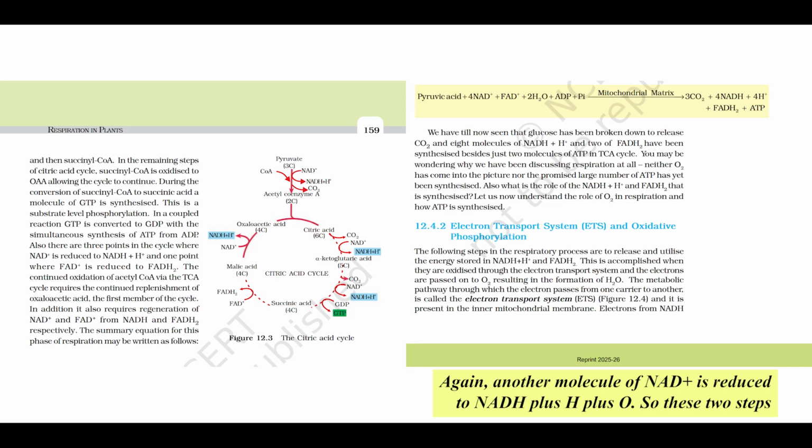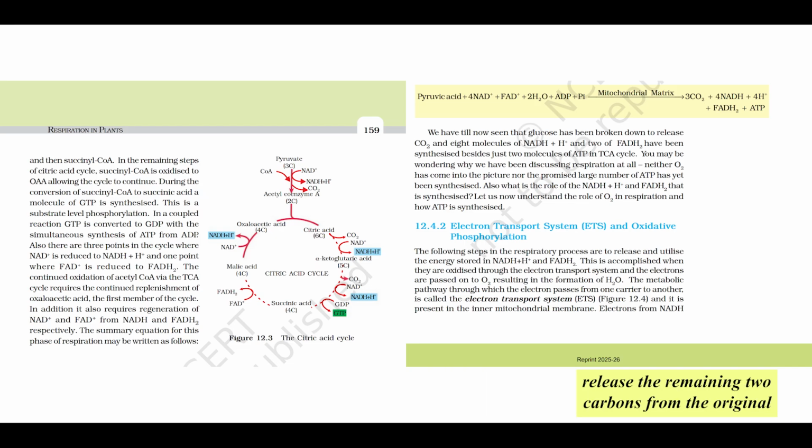So these 2 steps release the remaining 2 carbons from the original acetyl-CoA as CO2. Precisely. The 2 carbons from acetyl-CoA are released as CO2 in these decarboxylation steps, along with the 1 CO2 released during the linking reaction. That accounts for all 3 carbons from the original pyruvate.